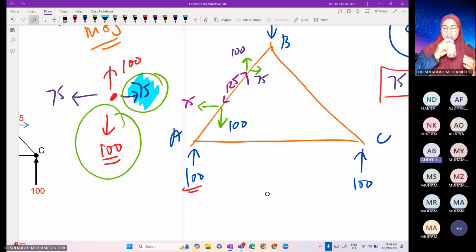BC, madam. Belum lagi. Okay, so balancing A ni adalah dekat sini ya.